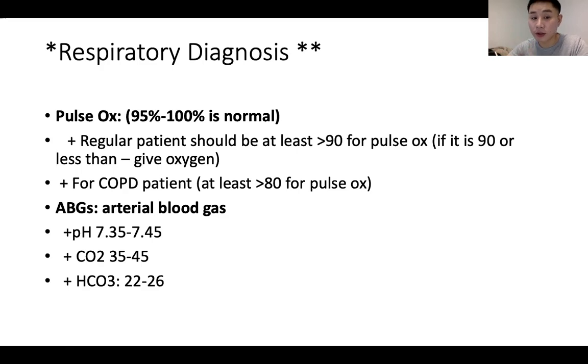What secretes HCO3? The kidney. The renal system is what secretes bicarbonate. So if we have a bad kidney or a bad renal system, usually it will affect the bicarbonate and the body will be in a state of acidosis. And usually anything related to the kidney is metabolic. Okay.